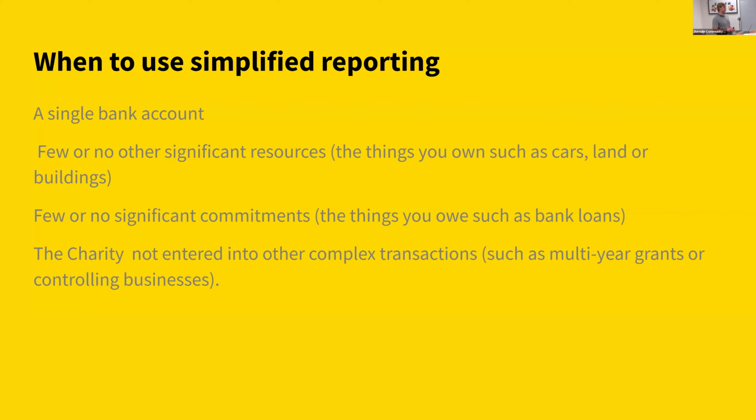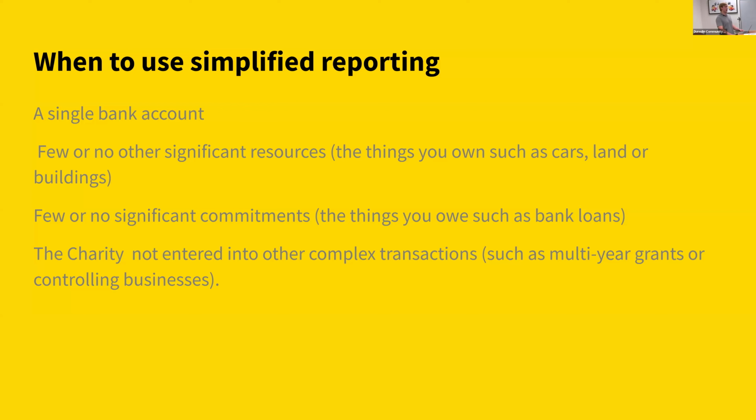There are few or no significant commitments. So an example of this is a multi-year bank loan would be classed as a commitment. And you'd have to update your reporting procedures and how you report if you did have a multi-year bank loan. And finally, if the charity has not entered into any other complex transactions, so an example of this is multi-year grants, or you're a subsidiary under a controlled business, you'll need to update from Tier 4 to another reporting requirement.